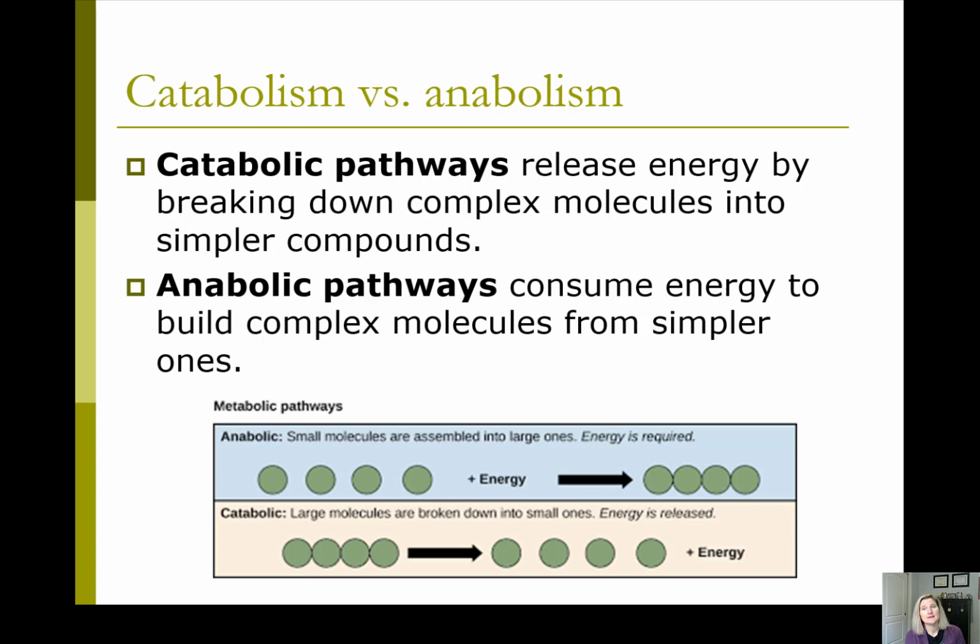Anabolic, think of the opposite. Think of the kids in the sandbox carefully building their sandcastle. That takes time and energy in order to build. They're building the sandcastle from the smaller components, the sand grains. So that would be an example of an anabolic pathway. Okay.